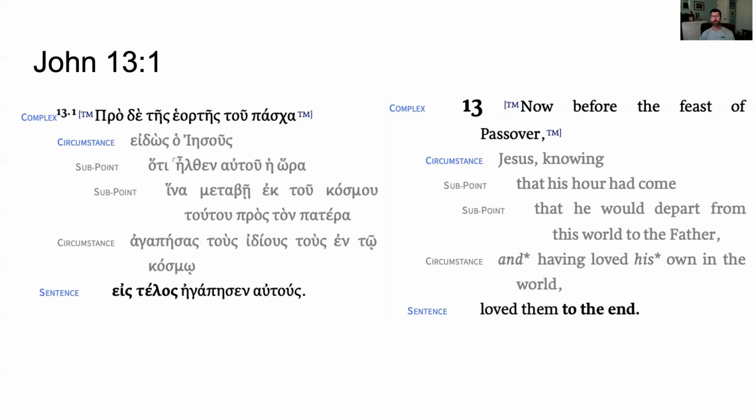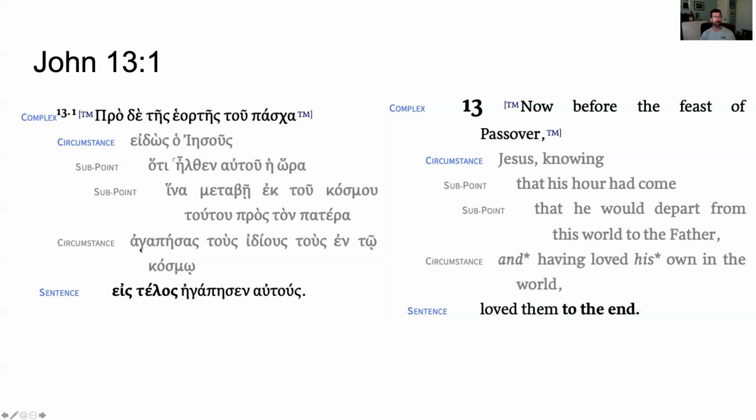You have a statement about Jesus knowing that his hour, knowing. You have a hoti clause describing what was known, hoti elthen autou he hora, and then a hina clause describing what that hour is about, that he would depart from this world to the Father. And then we have a second circumstantial participle, agapesas tous idious tous en to kosmo. So you have having loved his own in the world.